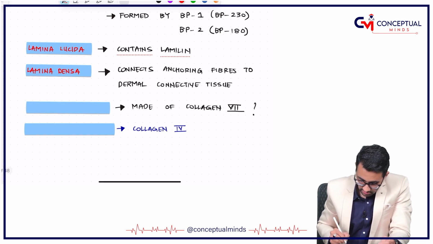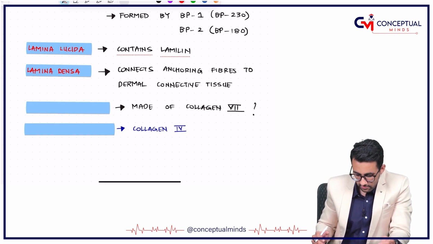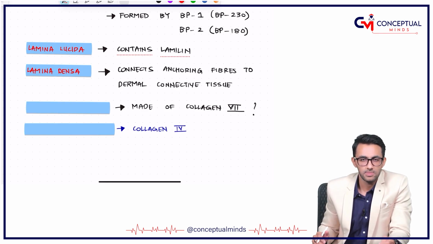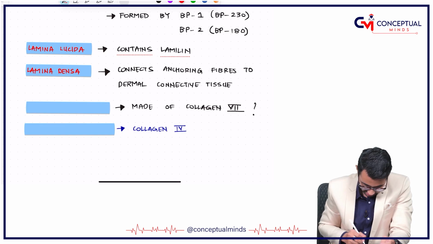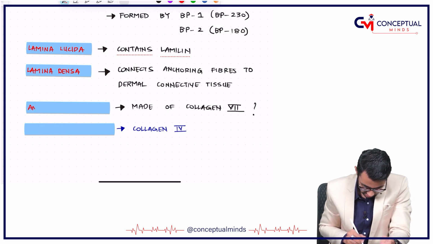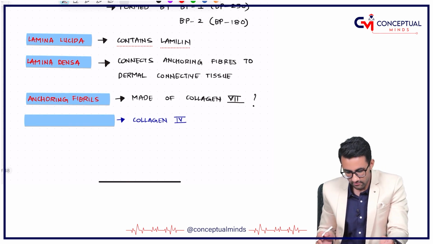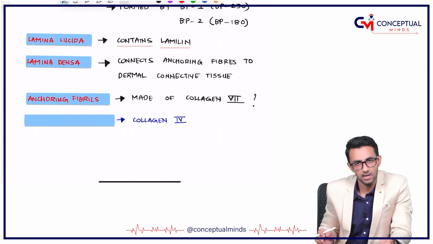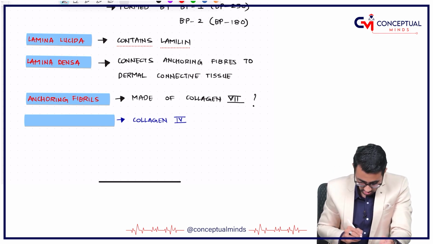The next one: what part is made up of type 7 collagen? We discussed this. It is the anchoring fibers, or anchoring fibrils, both we can say. And what part is type 4 collagen? That is the anchoring plugs, the blue structures.